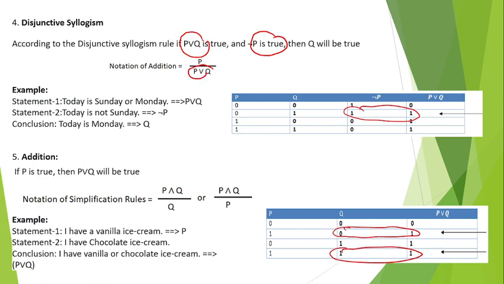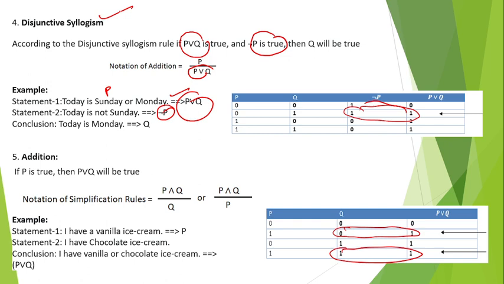Now let's take an example. Today is Sunday or Monday. Today is not Sunday, the negation of P, so today is Monday. If I ask what you are going to have, and you say garlic bread or a pizza, there are two options. I'll have this, but I'll not have that. I cannot have both at the same time, so we have the negation. The truth table says the same thing, correct? This is called disjunctive syllogism.